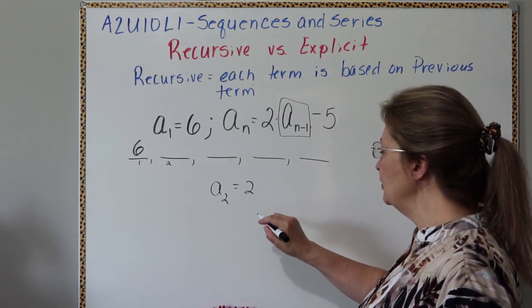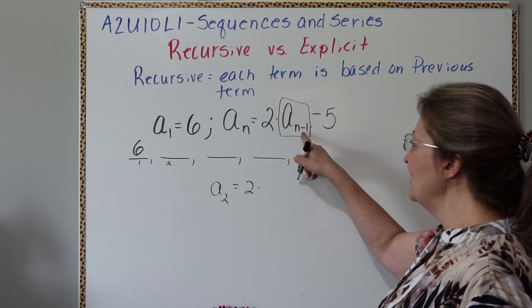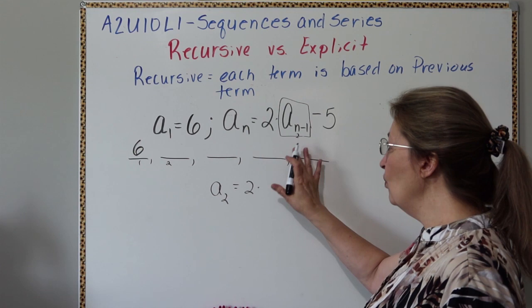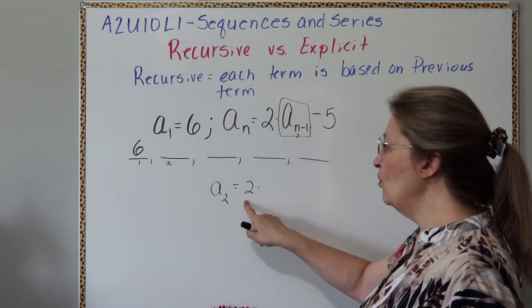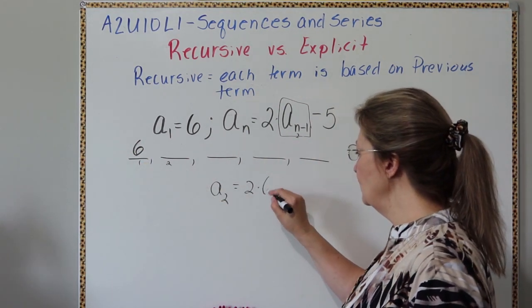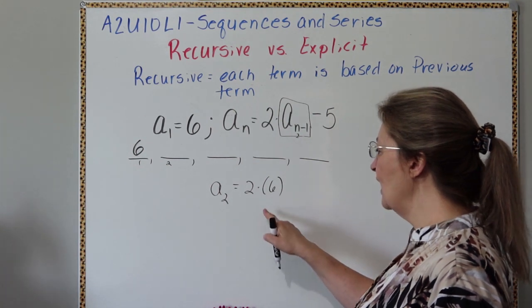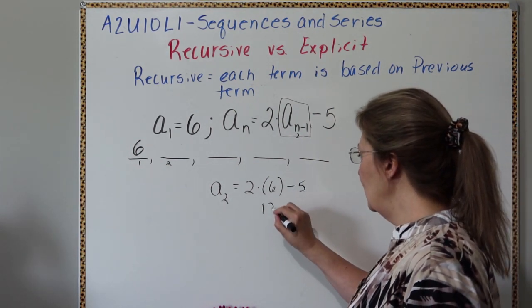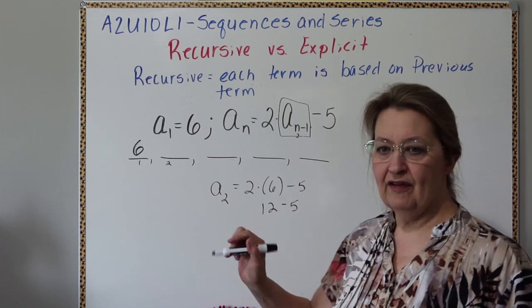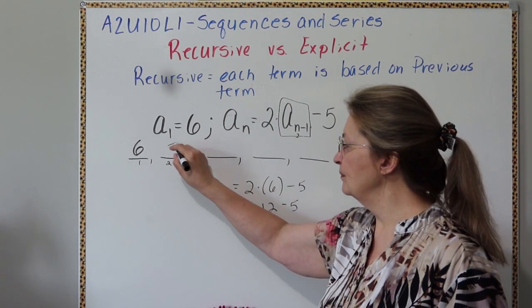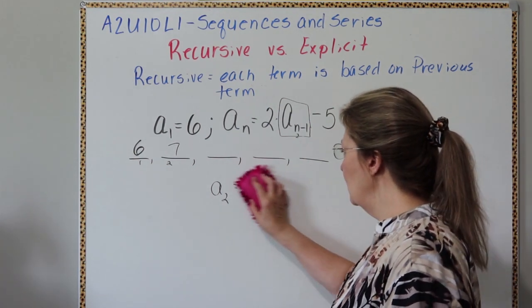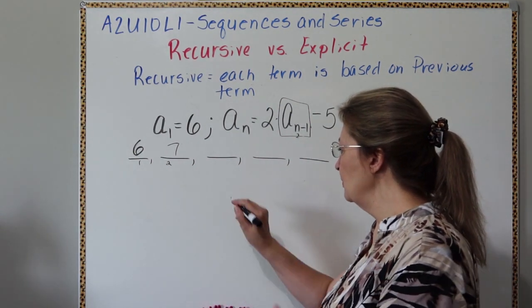The second term is going to equal 2 times... All right, what is A to the N minus 1? Well, 2 minus 1 is 1. So what is my A1? 6. So what this is actually saying is 2 times the term before it, minus 5. And 12 minus 5 is going to be our next term. So that's 7. Now let's move on to the next one. What if I want to find A3?